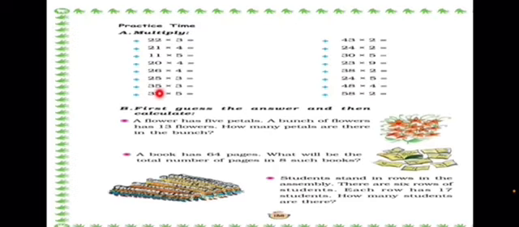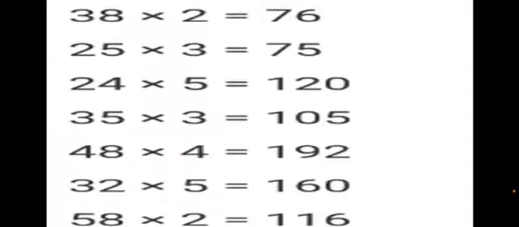Now 35 multiplied by 3. So 30 plus 5. So 30 into 3 is 90 and 5 3s are 15. So 90 plus 15 is 105. Yes, 105 is the answer.